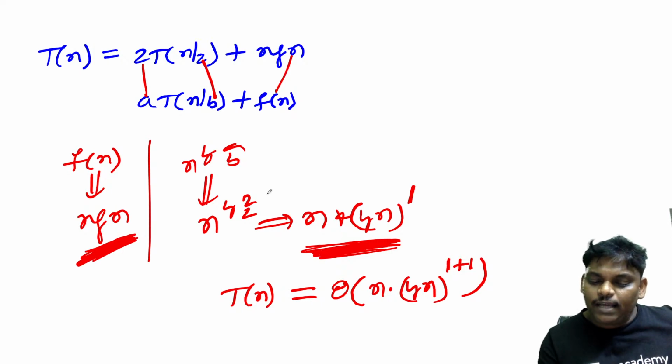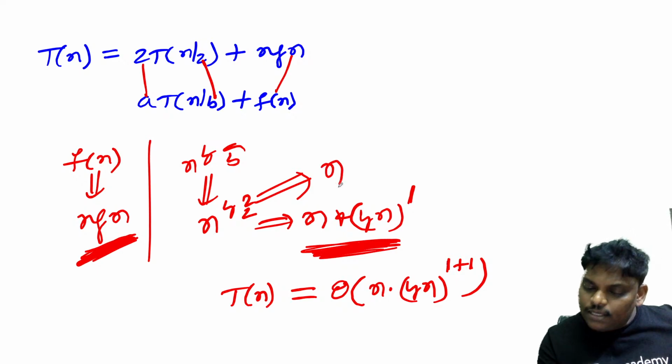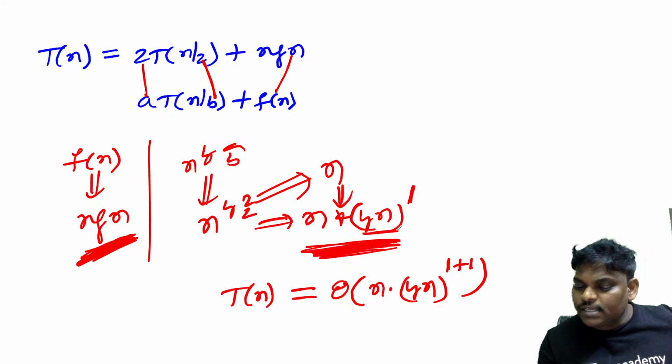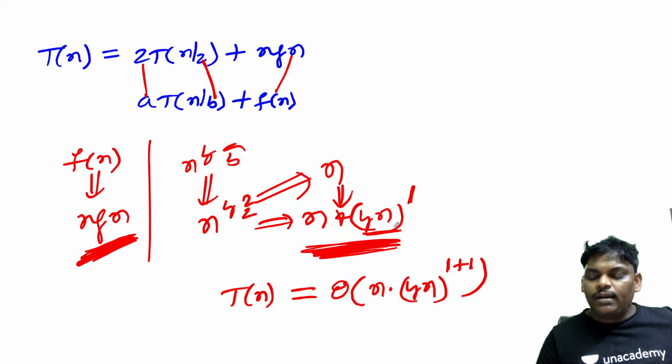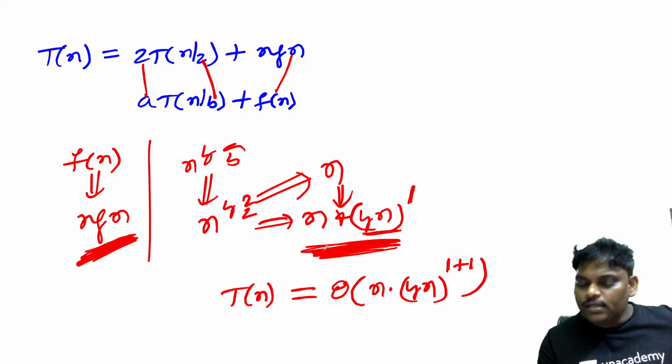So n power log 2 base 2 is n, right? f(n) is smaller by log n. That is the reason I multiplied by log n. Comparing left and right, one side is smaller by log n, because after multiplying by log n, both sides are equal. Then the answer is the same as whatever is on the right side.